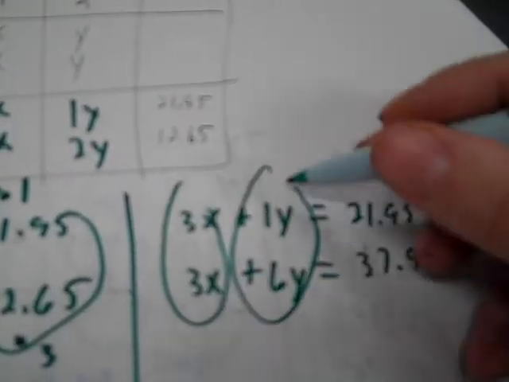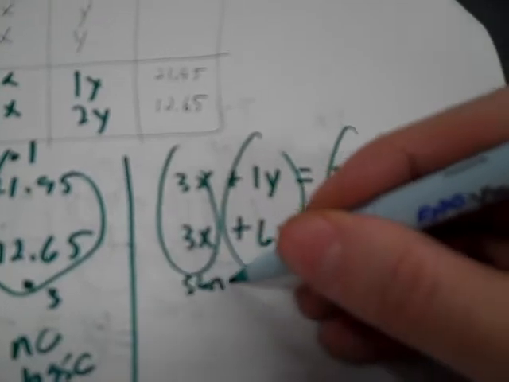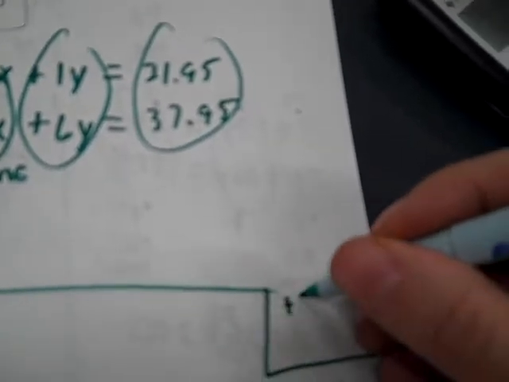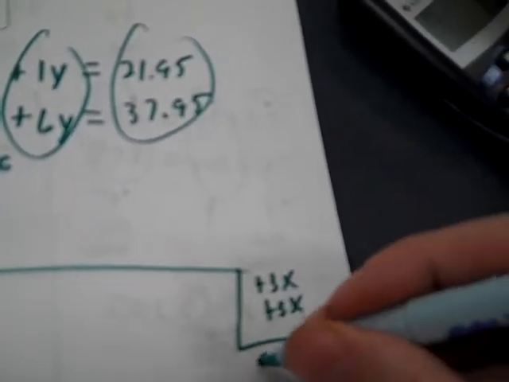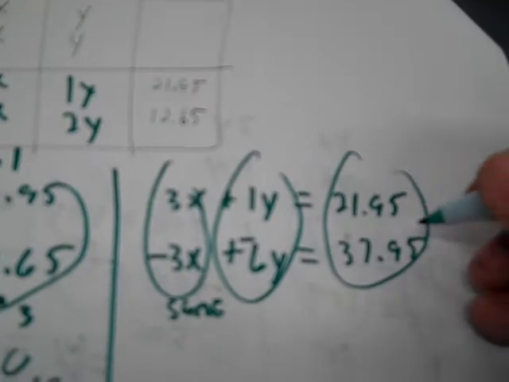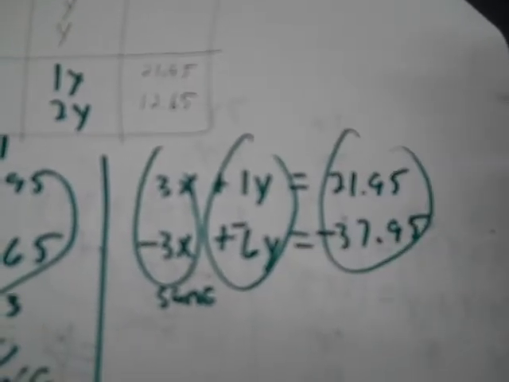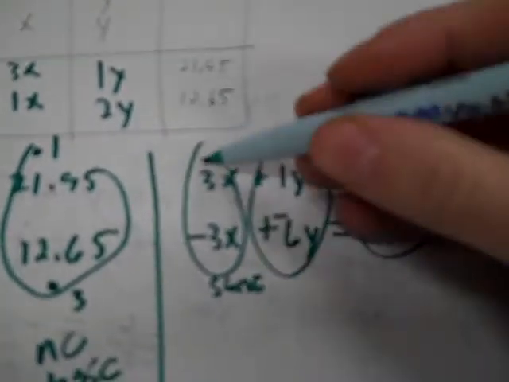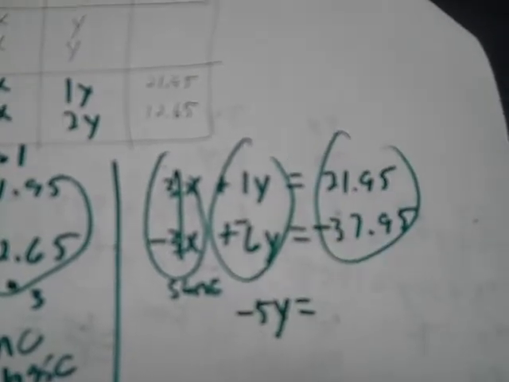Now we try this again. And now I actually have the same thing right there. So, again, you can't cross them out. You got a positive 3x and a positive 3x. That means you got to switch. So negative 6 is negative, 37.95 is negative. Okay? And then we plus. 3 plus negative 3 is 0. 1 plus negative 6 is negative 5 with y. 21.95 plus negative 37.95 is negative 16.